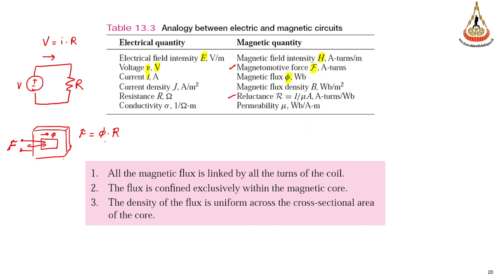Okay. Similarly, flux is similar to I, F is similar to V, and R is the reluctance like this. Or we can calculate the reluctance by L divided by mu A. And mu of the material is the relative permeability multiplied by the permeability of free space.